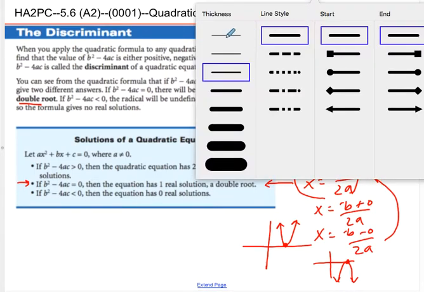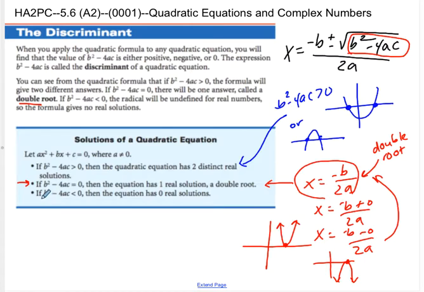Let's switch to a different color. So if the discriminant, b squared minus 4ac, is negative, well, now we're looking at this thing inside a square root being negative, and what that's going to mean is that your graph has no real solution. So if b squared minus 4ac was less than 0, then you have a negative inside this root, and you can't take a square root of a negative in the real numbers.